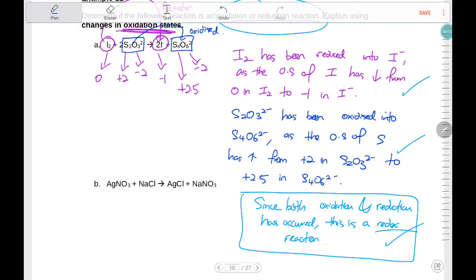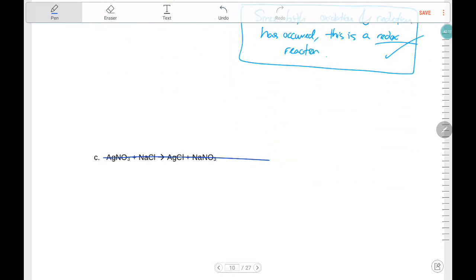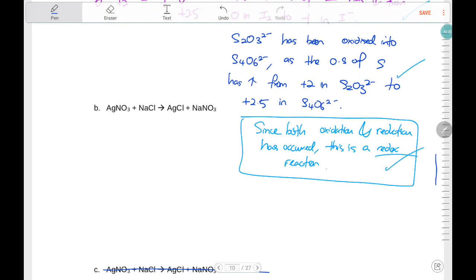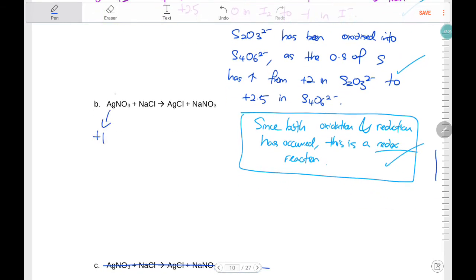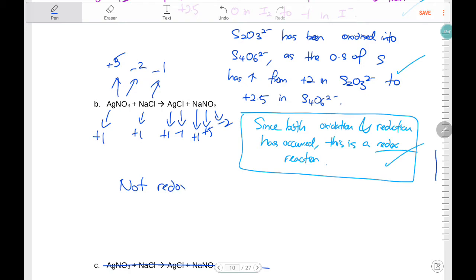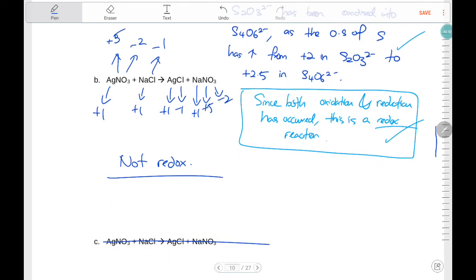Part B. If you have tried part B, by the way, part C and part B are duplicate questions, so I will ignore part C. They are the same exact question. So if you have done this question, you will realize that actually no, this is neither redox nor oxidation, because there is no change in any of the oxidation states. If you've done it correctly, you realize that this is not redox. No oxidation has taken place, no reduction has taken place, nothing has changed. Alright, so this is not redox. Don't be tricked.